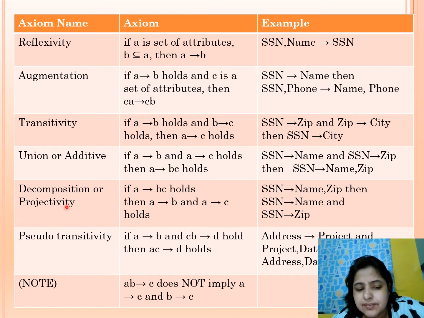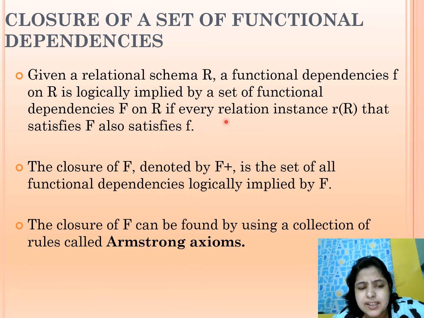Just understand the word transitivity. What is pseudo-transitivity? A tends to B, CB tends to D. If both hold, then since B is common in both, AC tends to D holds, right? These are a few examples. So when we bring this into practice, it will be very clear. There won't be any difficulty, right?